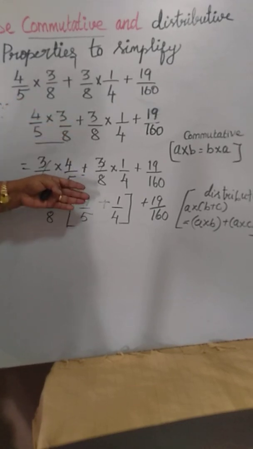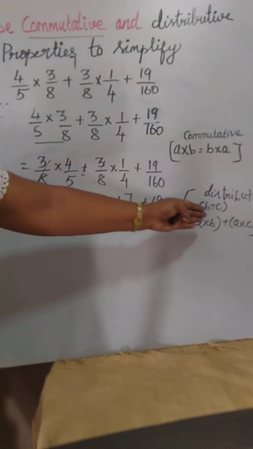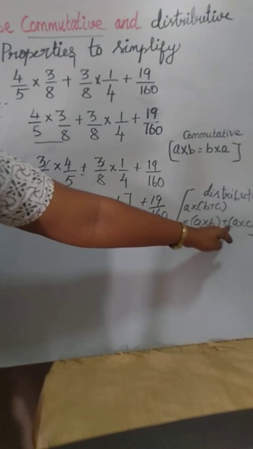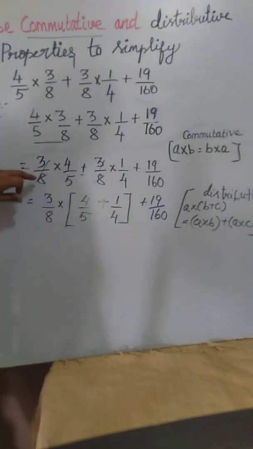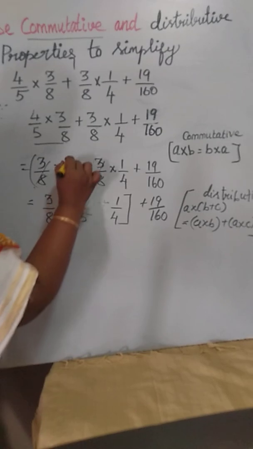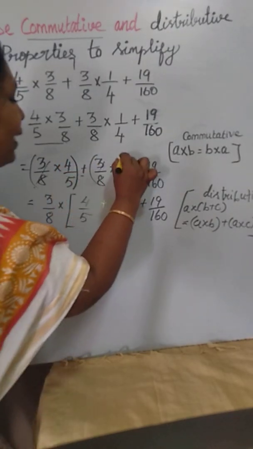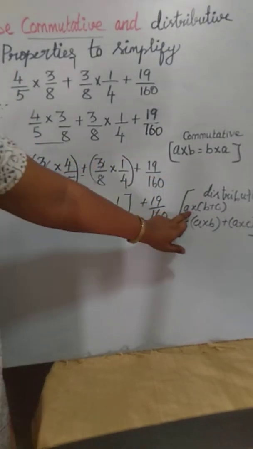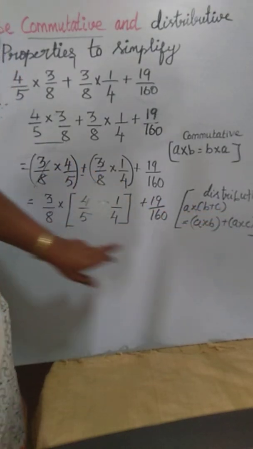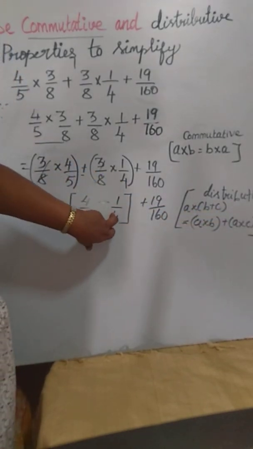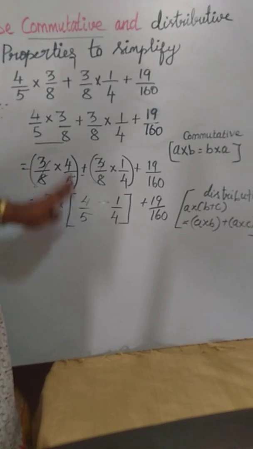In this place, I apply the distributive property. A into B plus A into C is here. So I apply A into B plus C. This is called the distributive property.